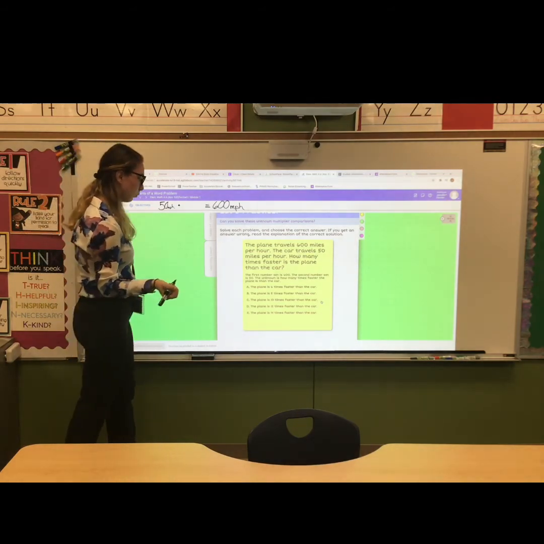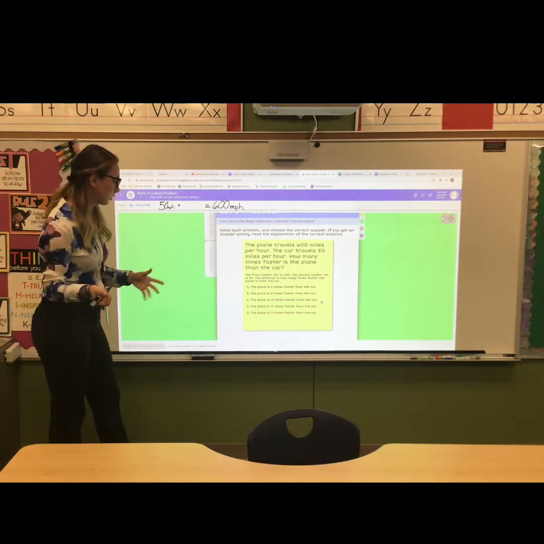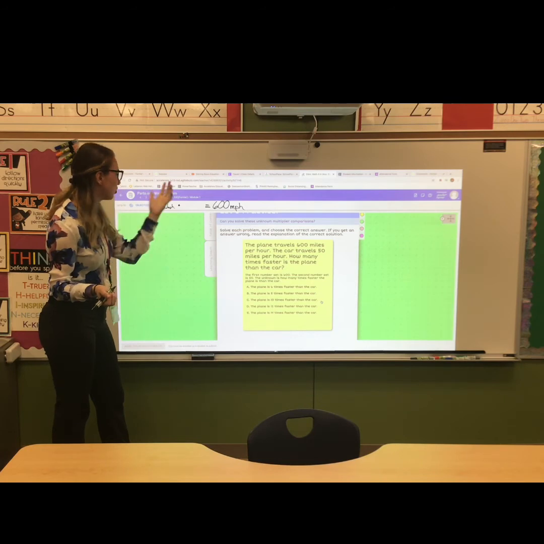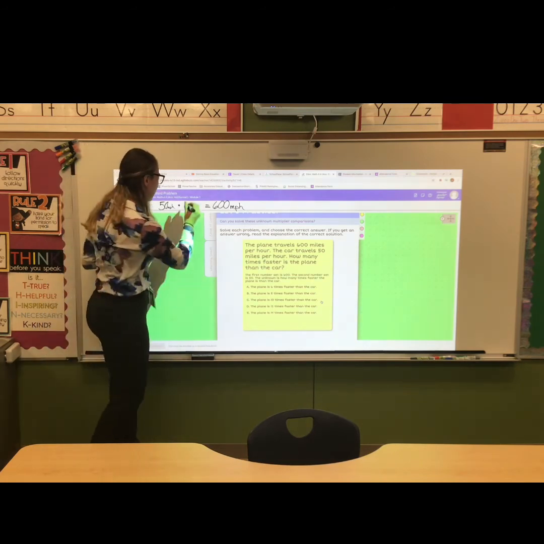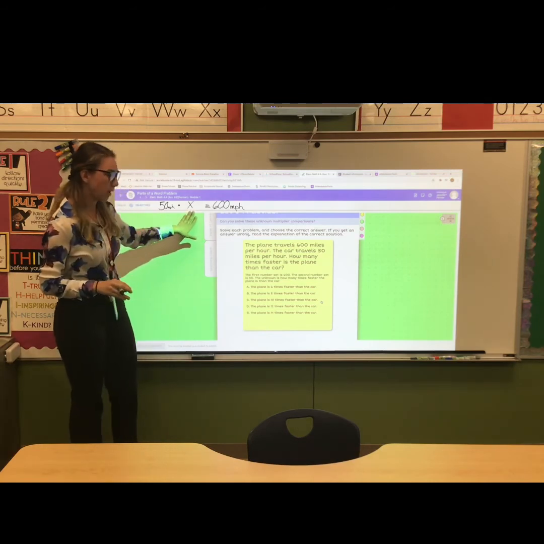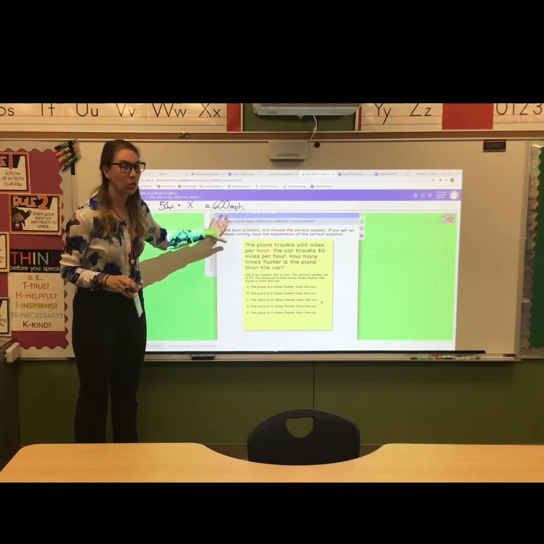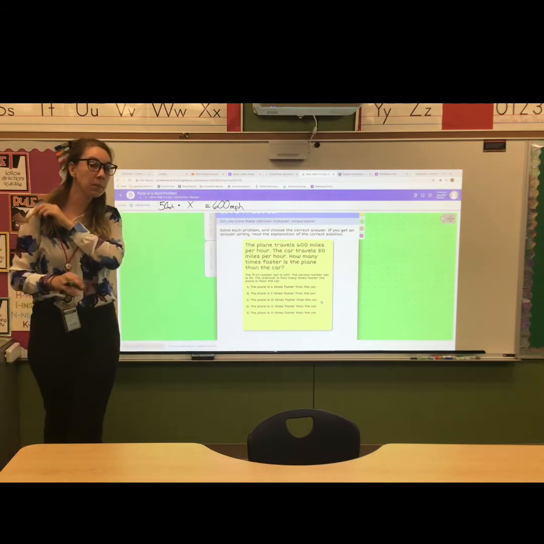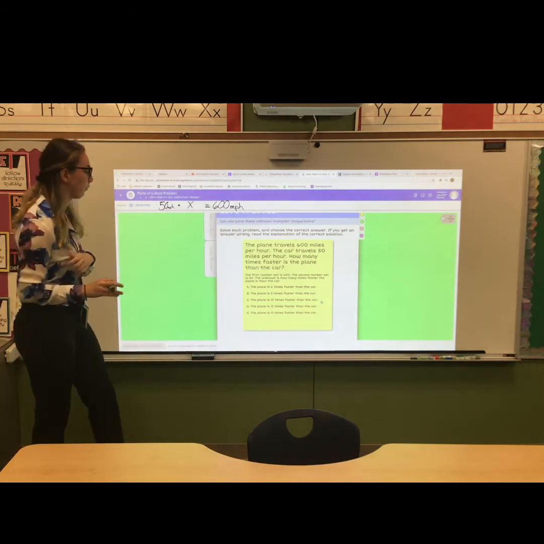something. What variable do you guys want to use? Let's just use x. X is kind of a catch-all. We'll just use x right now. So 50 miles per hour times something is going to give us 600 miles per hour. Those are big numbers that you might not have worked with before.